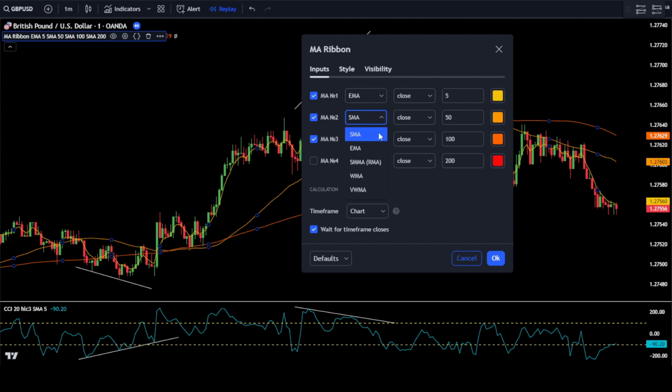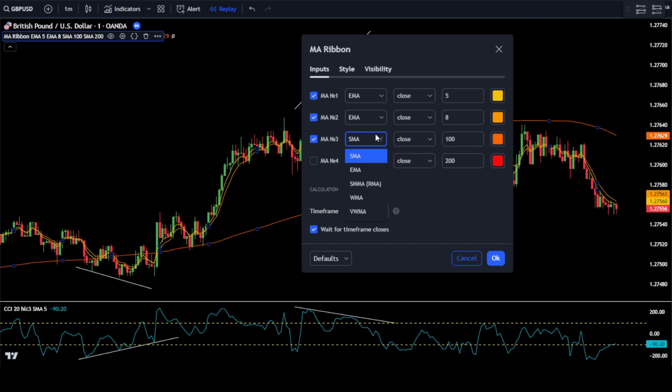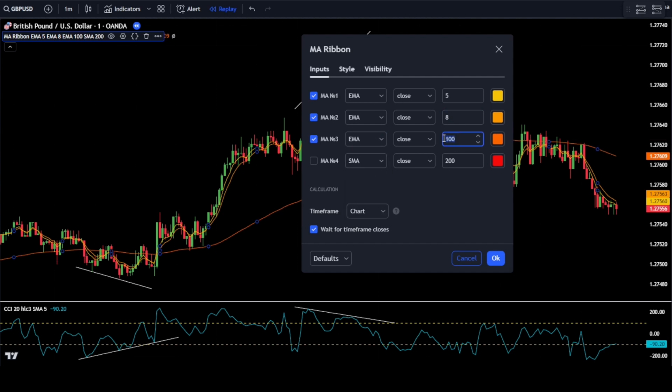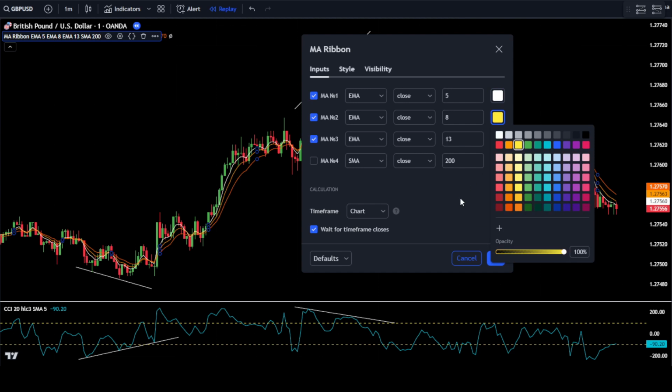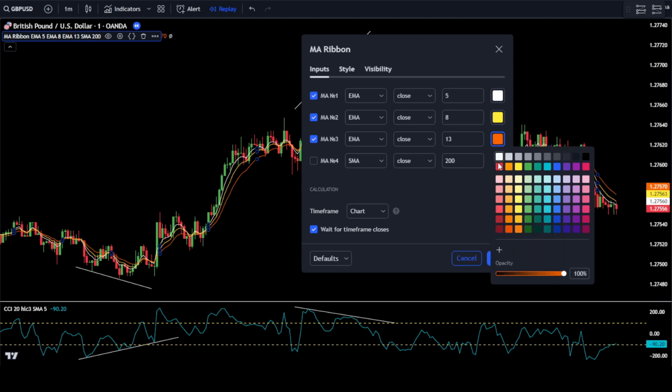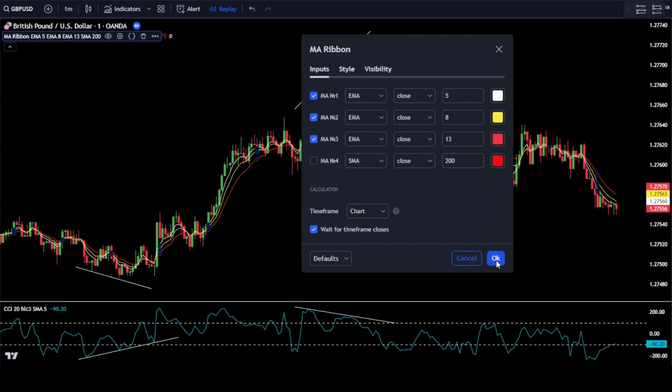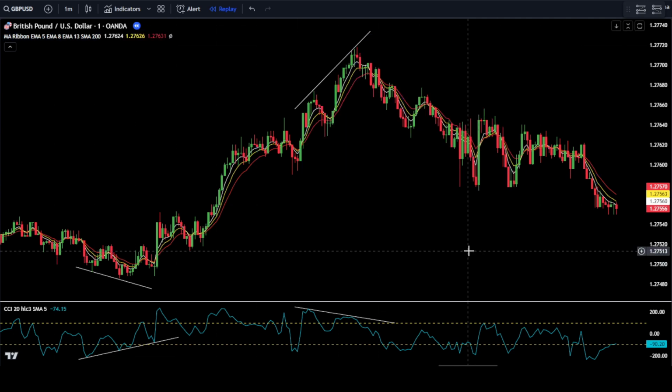Next, change EMA number 2 to EMA and set the EMA length to 8. Finally, change EMA number 3 to EMA and set the EMA length to 13. For the color of each EMA, adjust it to your preference. However, if you want to follow my settings, change the color of the first EMA to white, the second EMA to yellow, and the third EMA to red. Once done, just click OK to confirm the changes.